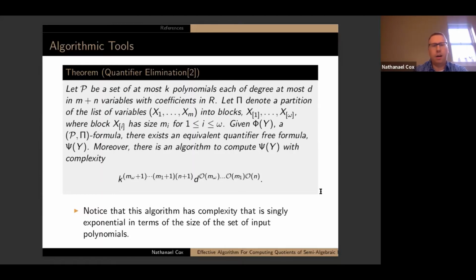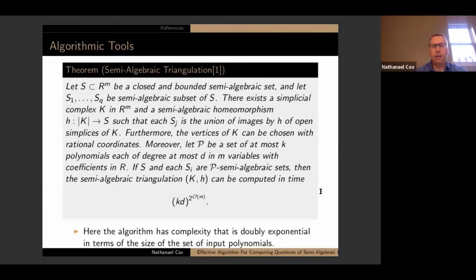And in fact, semi-algebraic triangulation is actually worse. The theorem for triangulation is: if you have a closed and bounded semi-algebraic set with some finite number of semi-algebraic subsets, you can obtain a simplicial complex K and a homeomorphism H such that each of those subsets is the union of images by H of the open simplices of K. And in fact, you can choose the vertices of your simplex with rational coordinates.